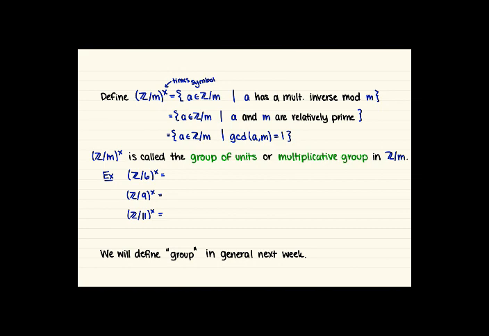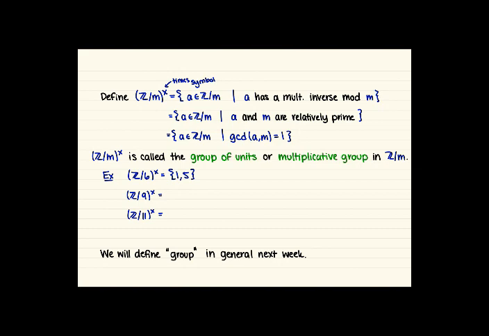So in Z mod 6, when we're looking for things that have multiplicative inverses mod 6, we want things that are relatively prime to 6. And since we're limiting ourselves to things between 0 and 5 because everything is congruent to one of those, we're just left with 1 and 5 as our group of units there. Remembering that each of these is representing lots of different integers, so 1 is the same as 7, same as 13, etc. So even though we've just got 2 things here, each of those is equivalent to infinitely many integers.